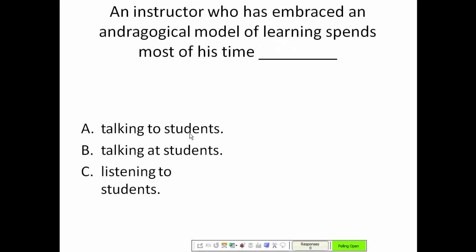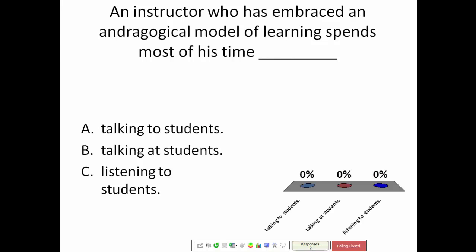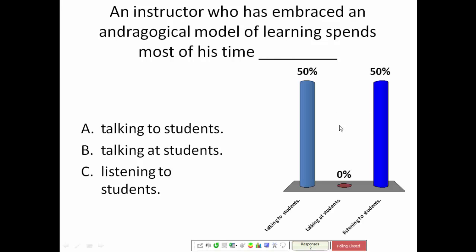Third question in the quiz. An instructor who has embraced an andragogical model of learning spends most of his time A, talking to students, B, talking at students, or C, listening to students. And so our students respond. We can see with this particular question that only one of the students got the correct answer right, which was C, listening to the students as opposed to talking to the students.